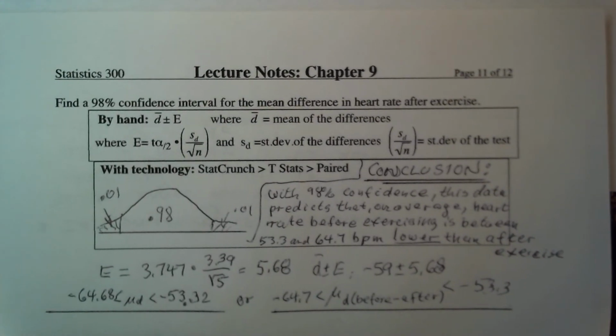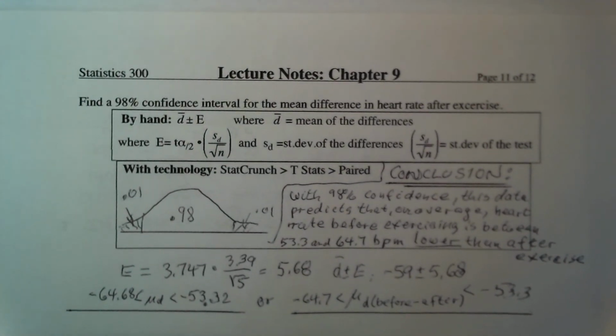So I wrote the conclusion up here that with 98% confidence, this data predicts that on average, heart rate before exercising is between 53.3 and 64.7 beats per minute lower than after exercise, on average.